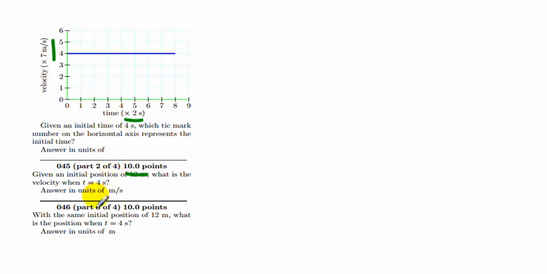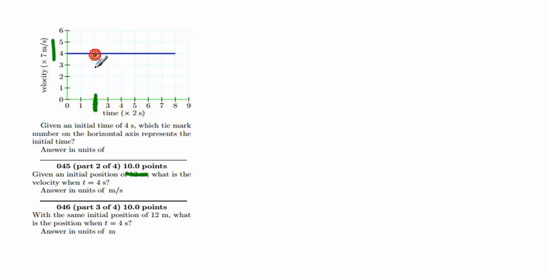Now, if it's asking for 4 seconds, this is a tricky part. It's not asking for the velocity at this tick mark. Not that it matters for this graph because it's the same at every tick mark. But it's not asking for the velocity at this fourth tick mark. Because each tick mark means 2 seconds, this would be 2 seconds here. This next one would be 4 seconds. So it's actually asking for what's the velocity at right here. This is 4 seconds because each tick mark is 2 seconds.